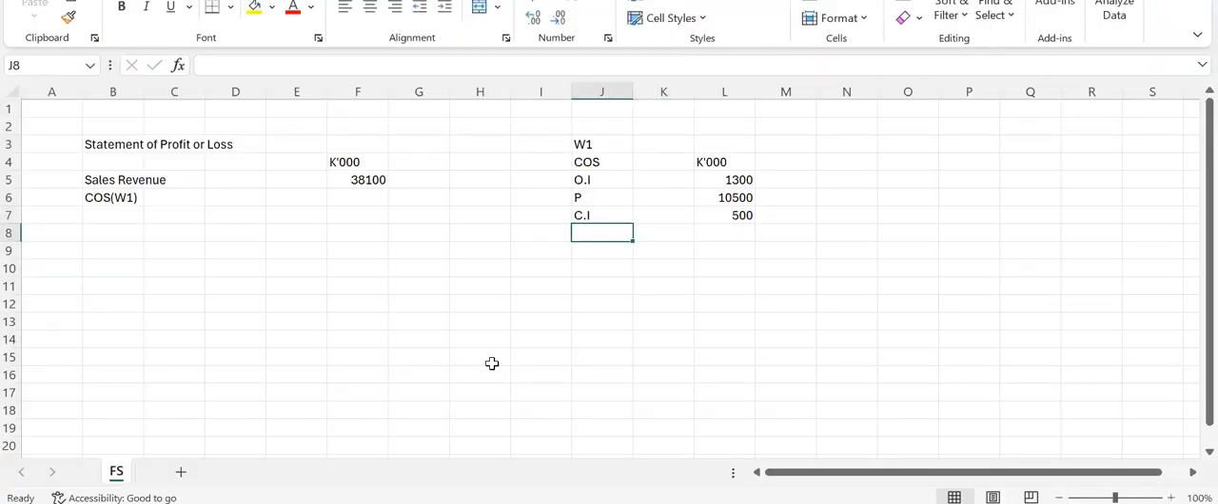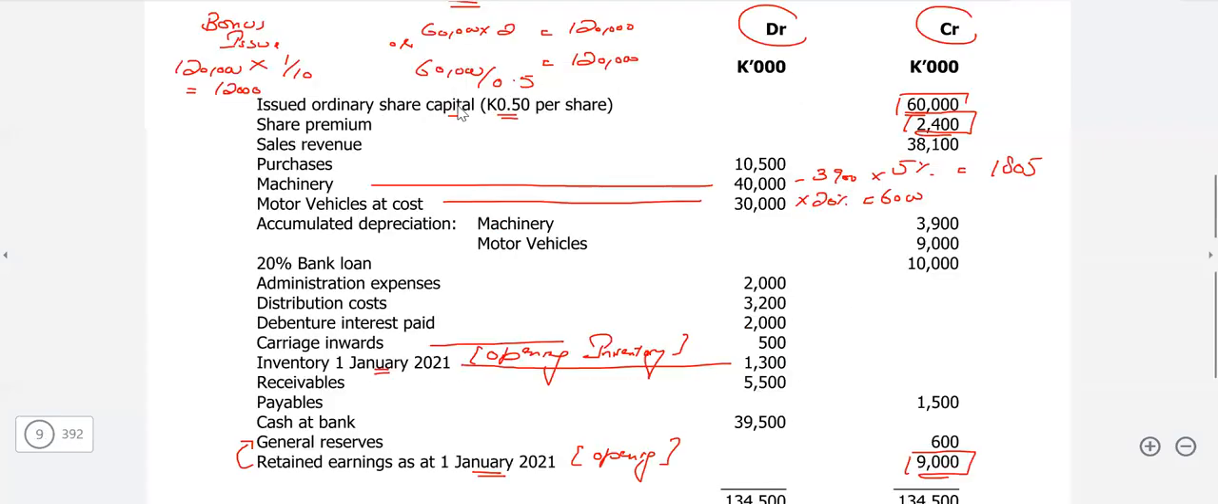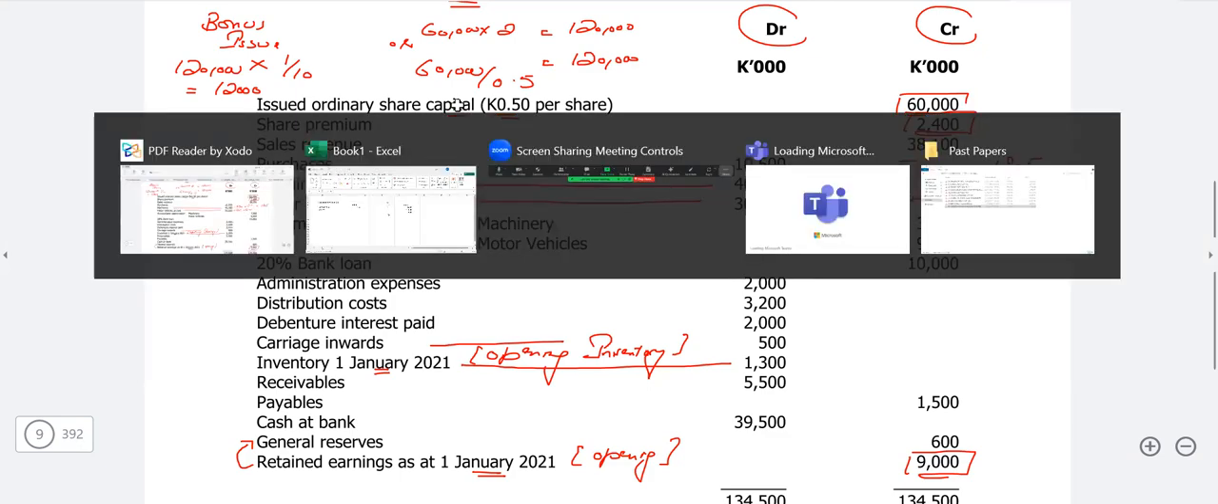And then obviously we need to charge the depreciation to the cost of sales. It was mentioned over here. The machinery is being depreciated at 5% reducing balance method, and this cost is to be treated as part of the cost of sales, right? So machinery, as we know, is this 40,000. Yeah, this one. So the cost of the machinery is 40,000, depreciated at 5% reducing balance method, and the accumulated depreciation is 3,900.